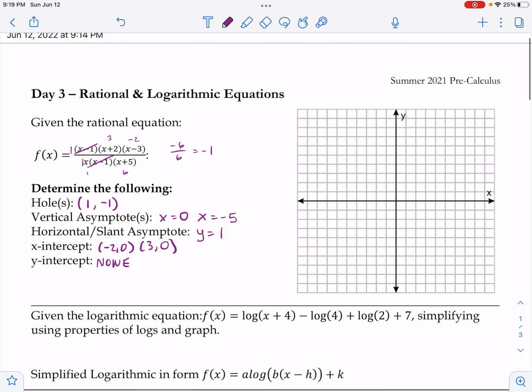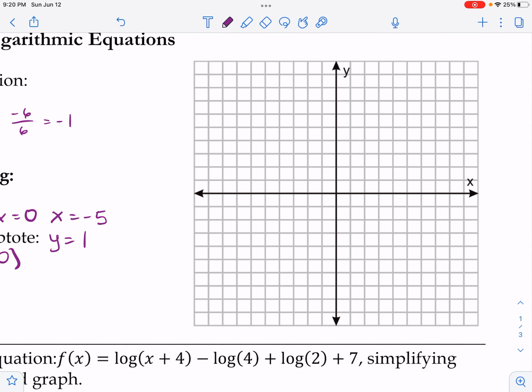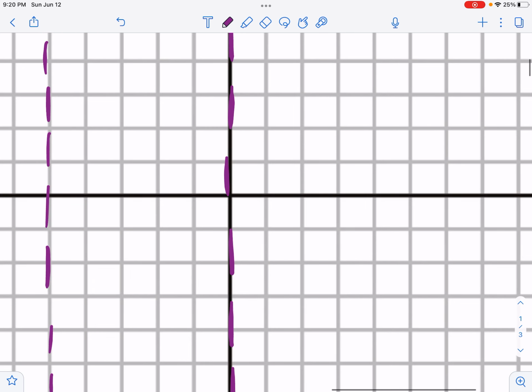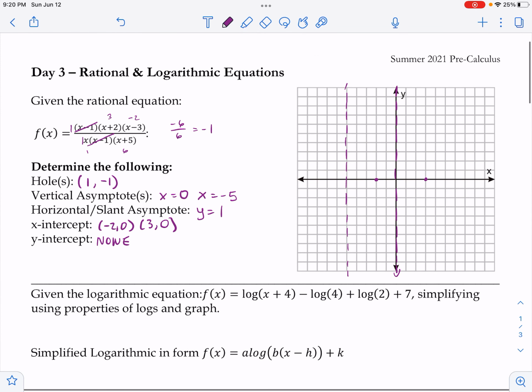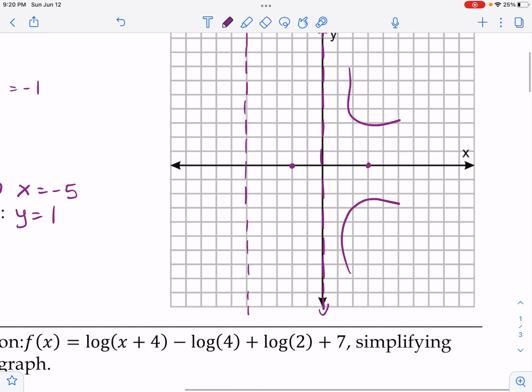So now for us to graph, first I would graph the vertical asymptotes, which are 0 and negative 5. And then I would plot my x-intercepts, which are negative 2 and 3. And now we just check to see if the graph will go this way or this way.